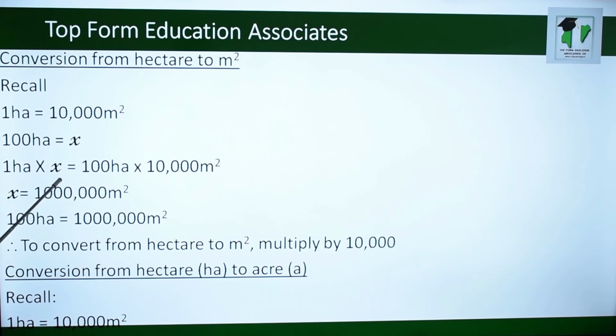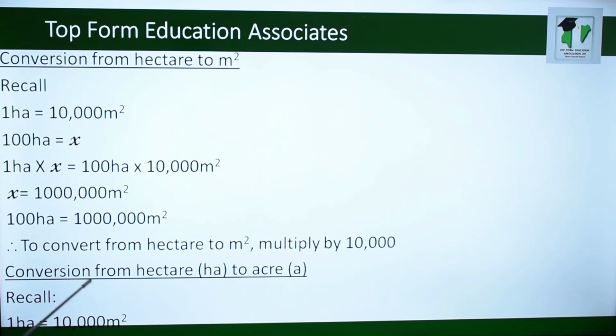Now hectare will cancel out hectare here. Remaining 1 times x is x. Now what is remaining here is equal to 100 times 10,000. That gives you 1 million meters squared. So 100 hectares now will give you 1 million meters squared. Therefore, to convert from hectare to meter squared, multiply now by what? 10,000. Is that okay?